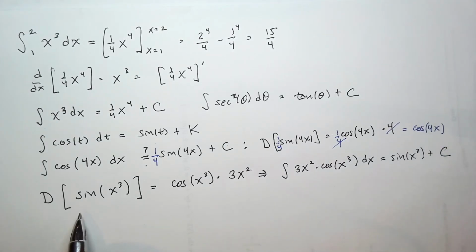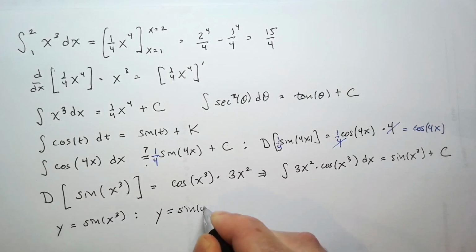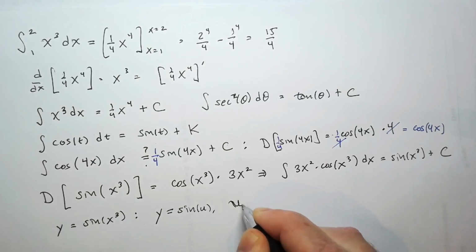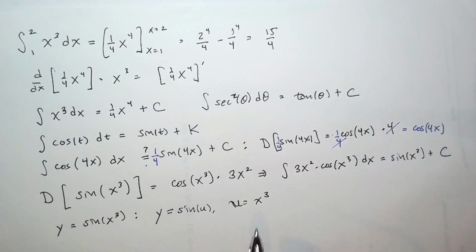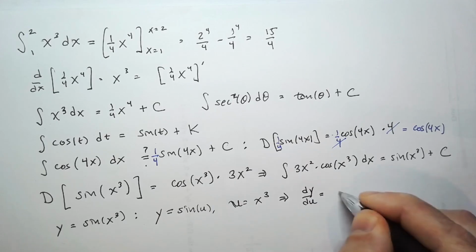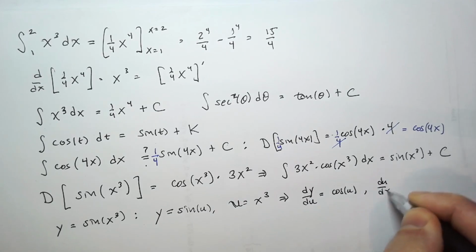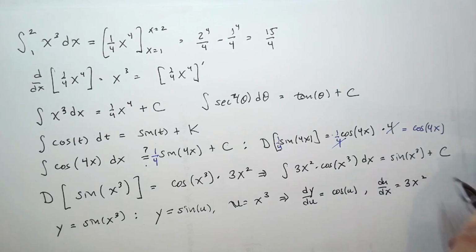Another way to think of the chain rule is in terms of its Leibniz form. For example, if I have y equals sine of x cubed, I might express this as y equals sine of u, and then u equals x cubed. So when I put these two things together, I get y equals sine of x cubed. I know now that dy du is cosine of u, and du dx is 3x squared.